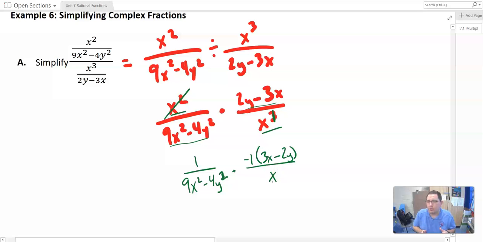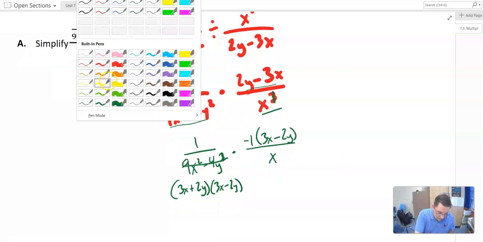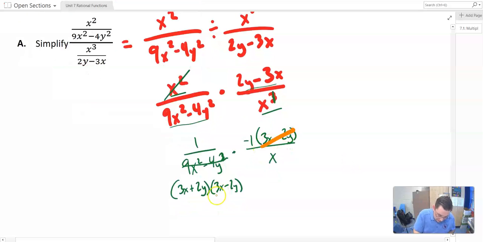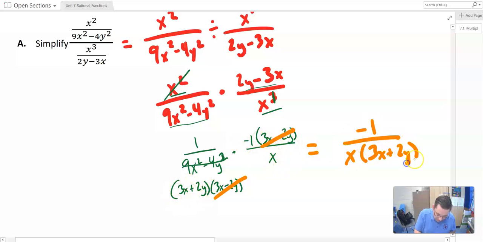So now we're a little closer. But look at this. And this is where, again, you got to go back to Unit 3 when we talked about difference of squares. This is going to factor. And so this is actually going to break up to 3x plus 2y and 3x minus 2y. So that part's been rewritten. And so now we see that this piece and this piece will cancel. And so my final answer, I've got a -1 in the numerator. I've got this 3x plus 2y, and I've got an x. So x times 3x plus 2y.